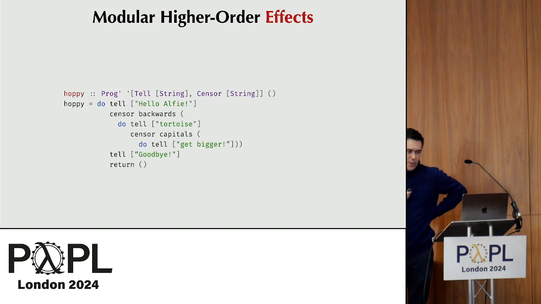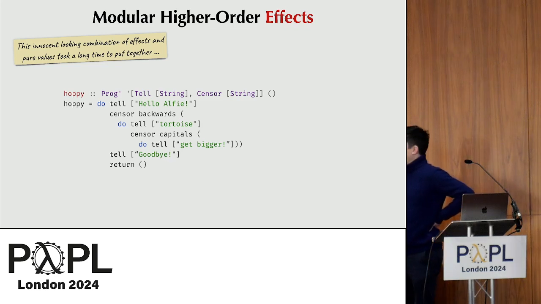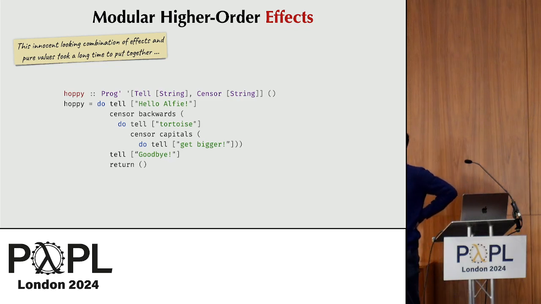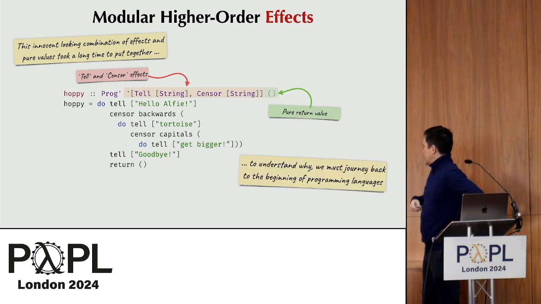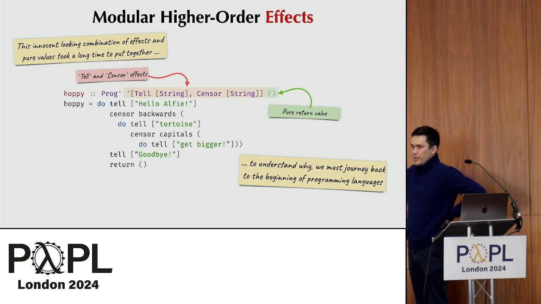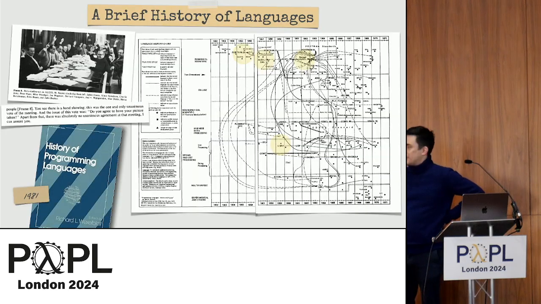Let's think about where these come from. So this program that we've just seen seems quite innocent, and what I want to do is a sort of deep dive into the history as to where this program comes from and what the aspects are that we need to get there. So there are things like the tell and sensor effects in play. We've got pure values. And to understand where this sort of interplay between operations and effects and pure values go, we have to go quite a long way back in the history of CS, probably right back to the beginning.